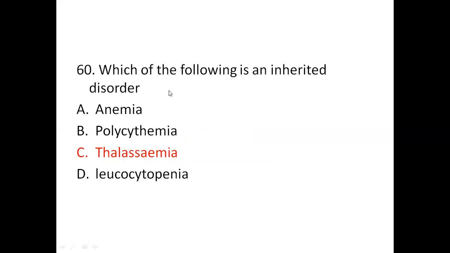Next, 60th question. Which of the following is an inherited disorder? Option A, anemia. Option B, polycythemia. Option C, thalassemia. Option D, leukocytopenia. So the right answer is thalassemia.